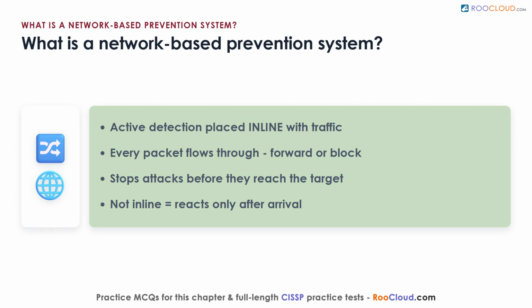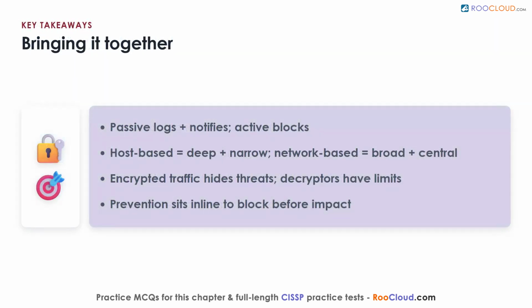So let's bring it together. Detection systems respond passively by logging and notifying, or actively by changing the environment to block. Host-based systems watch one machine in fine detail, while network-based systems watch broad traffic with central management. Encrypted traffic hides threats, and decryptors help but cannot open data encrypted before the session. And a prevention system sits in line to block attacks before they land, which is why the trend is to move detection in line and let it prevent. Place these tools well, and your network gains both eyes and reflexes.